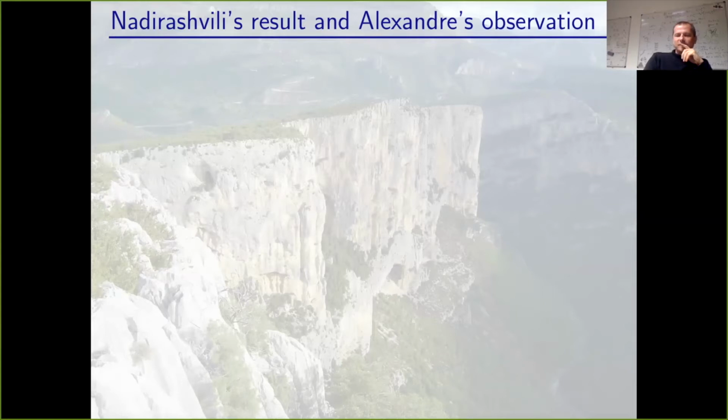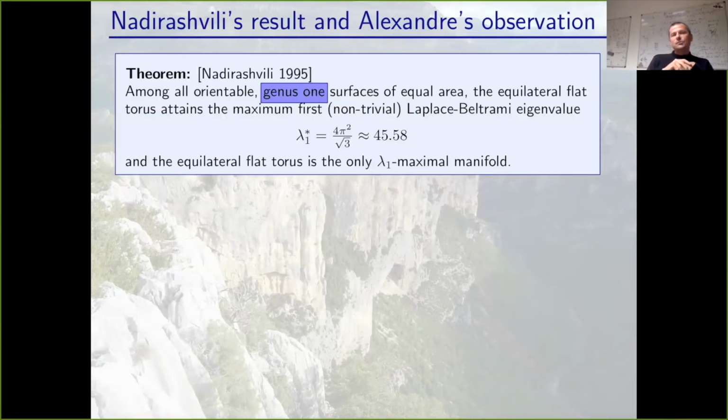And what was the suggestion? So let me remind you what Nadirashvili's result was. It's a spectral result, which says that if you consider orientable surfaces, what is very important is that you restrict your attention to surfaces of genus 1.